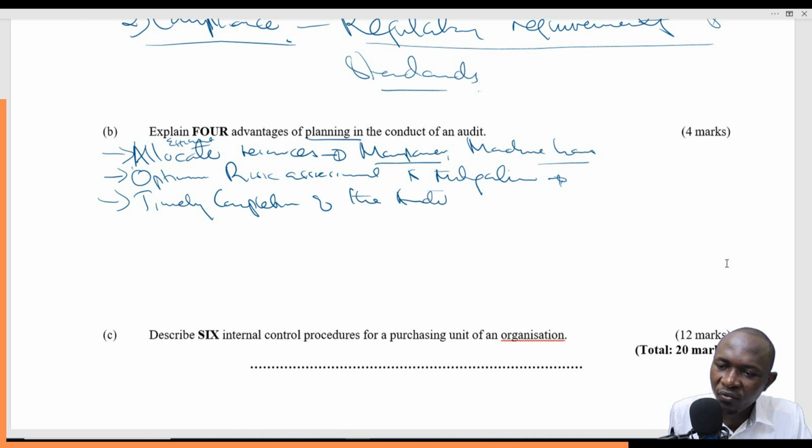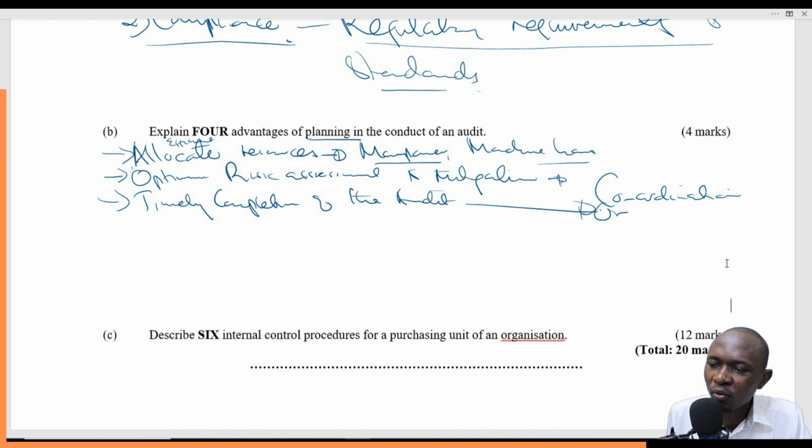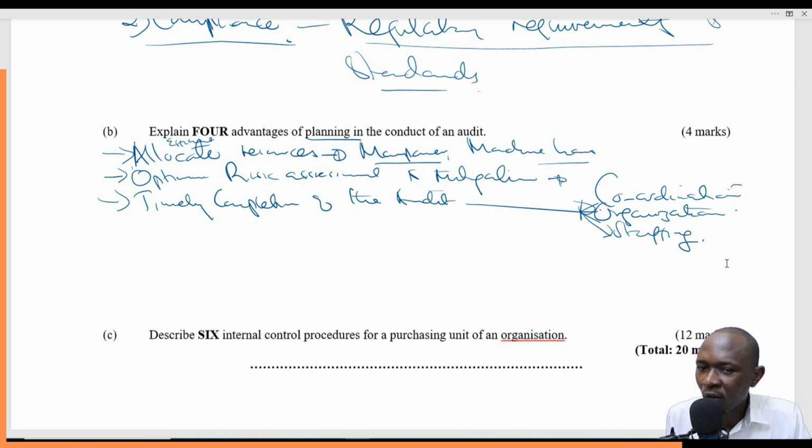Then timely completion of the audit. Part of the benefits you're going to get from planning is coordination, smooth flow of work from one person to another, good organization where people are assigned responsibilities and are accountable to others. We're also going to talk about staffing as part of the things that will come about with planning: who will do what, where, when, how. All these things will lead to timely completion of the audit. All these are part of the advantages we're going to get from planning, but the overall will be timely completion of the audit.